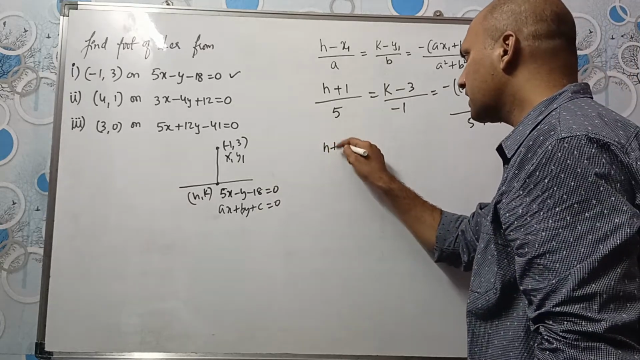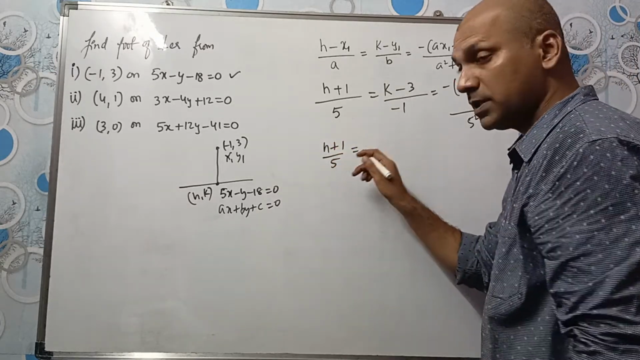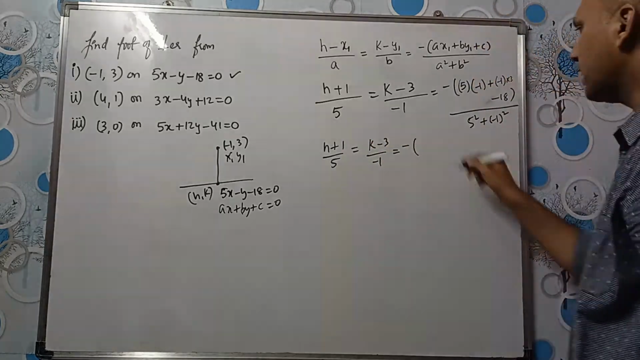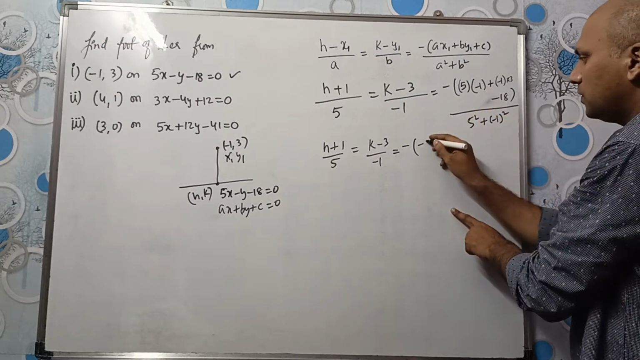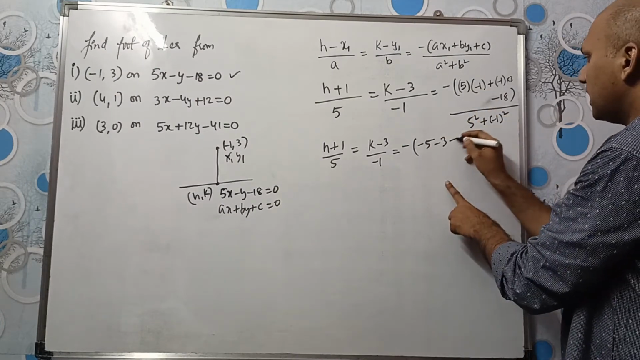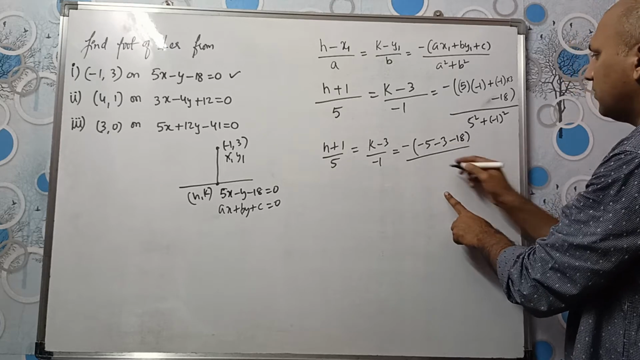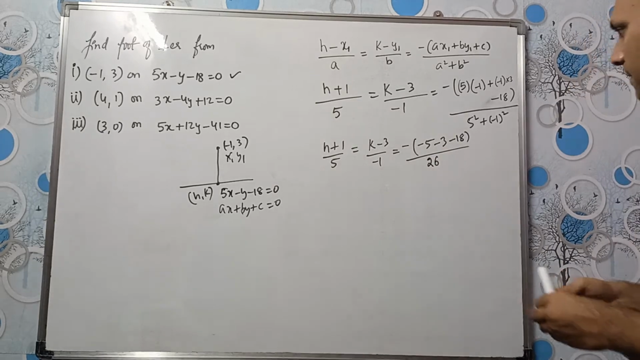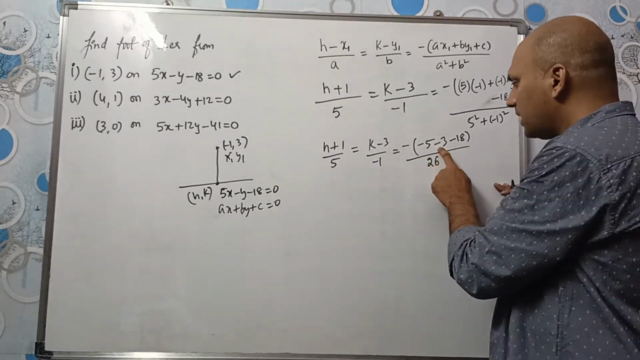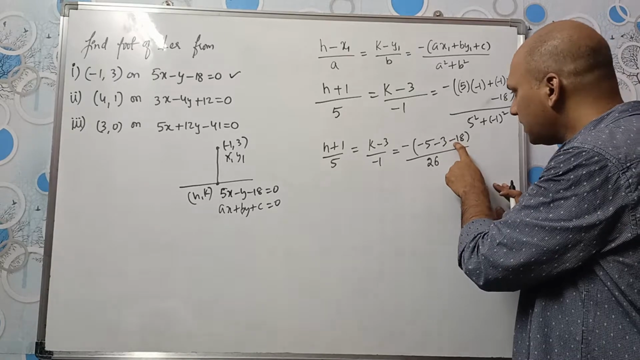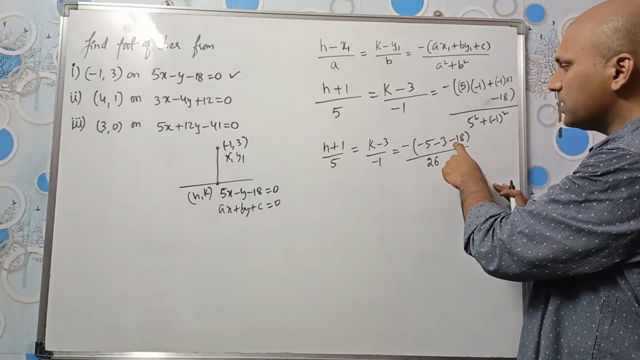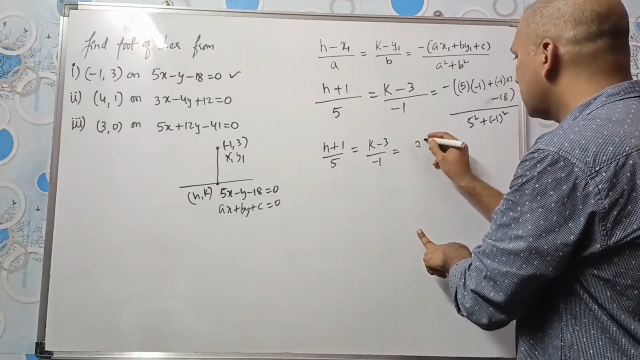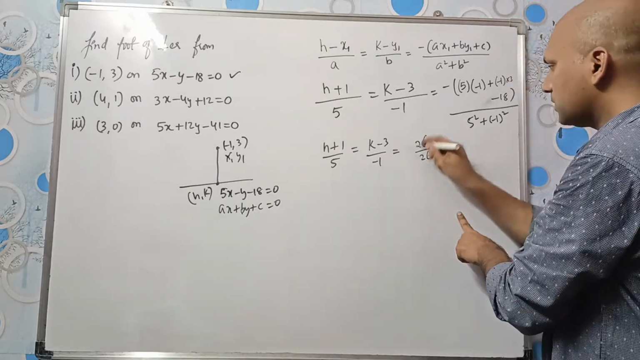Okay. So this is h plus 1 by 5, k minus 3 by minus 1 equal to minus of 5 into minus 1 minus 5 minus 3 minus 18 divided by 5 square, 25 plus 1, 26. Okay. So minus 5 minus 3 is minus 8 and minus 18, minus 26. Minus of minus is plus, so this will become plus 26 divided by 26, right? So it will be equal to 1.